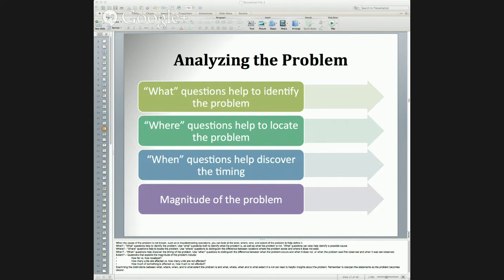You see, examining the distinctions between what, where, when, and to what extent the problem is, and what, where, when, and to what extent it is not, can lead to helpful insights about the problem. Remember to sharpen these statements as the problem becomes clearer.